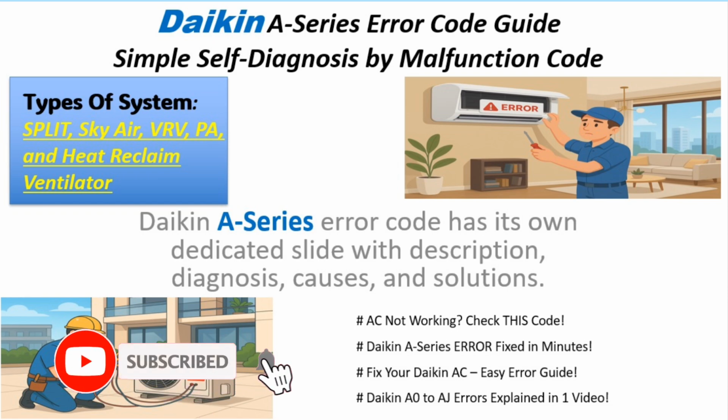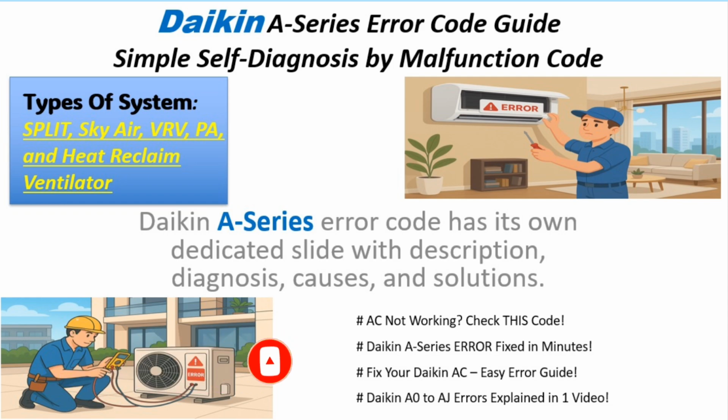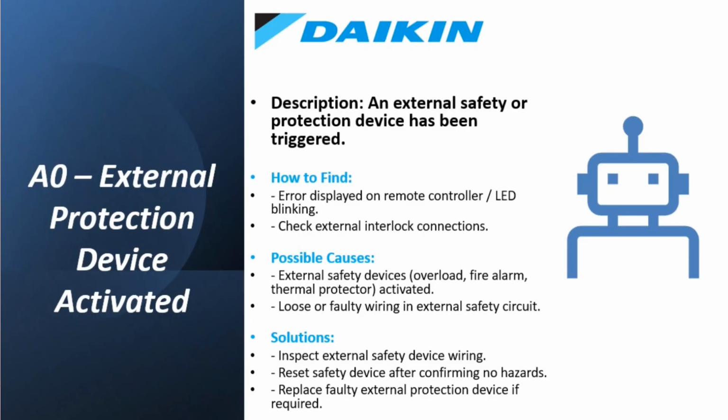If you've ever seen a mysterious error code pop up on your Daikin air conditioner, especially the A series, you know how frustrating it can be. Today, I'm breaking down the most common Daikin A series error codes, what they mean, and how you can fix them, step by step. Ready? Let's get started. First up, A0.